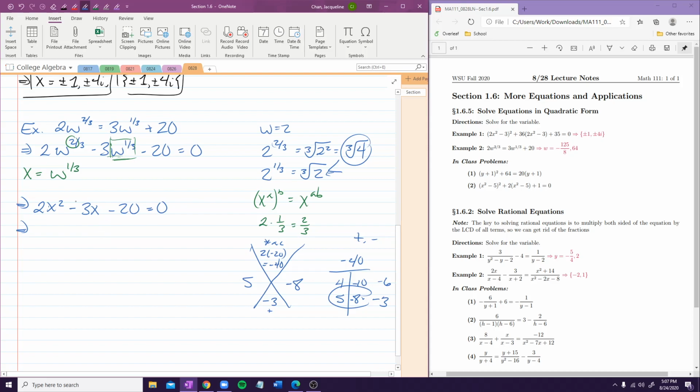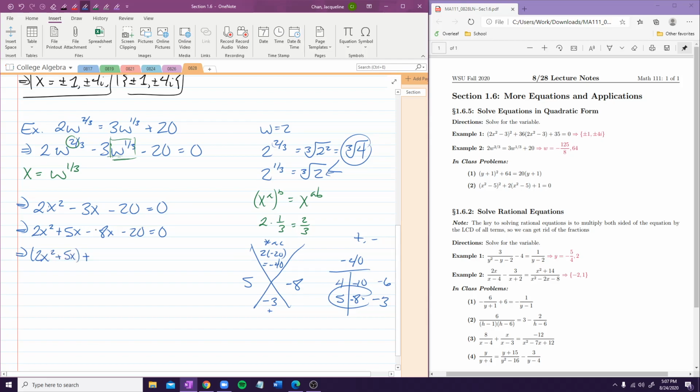Okay, so now, because our a is 2, I can't do that fancy trick. So what I'm going to do is rewrite this negative 3x. I'm going to say this is going to be plus 5x minus 8x minus 20. Alrighty, and if I combine these, I get negative 3x, so I didn't change the equation. Now we're going to factor by grouping. I'm just going to rewrite it.